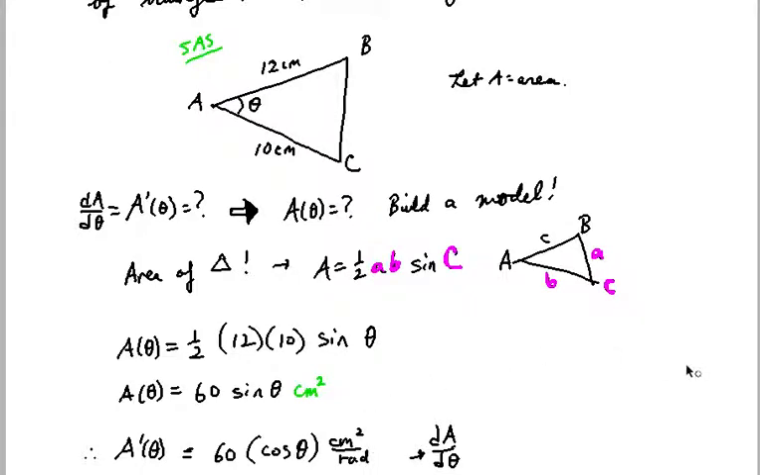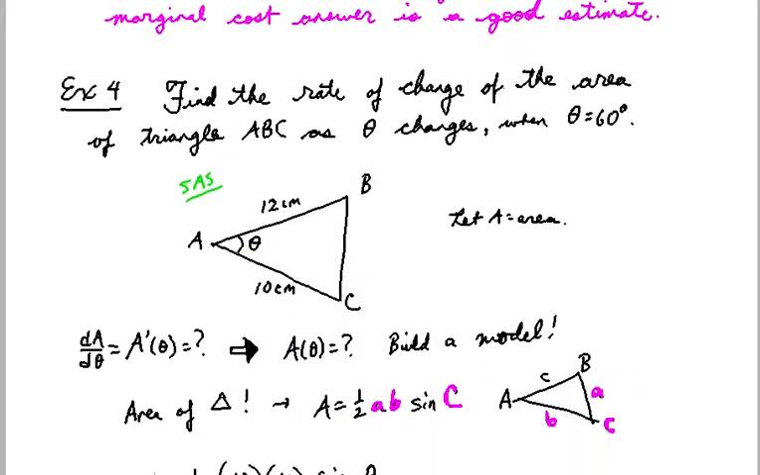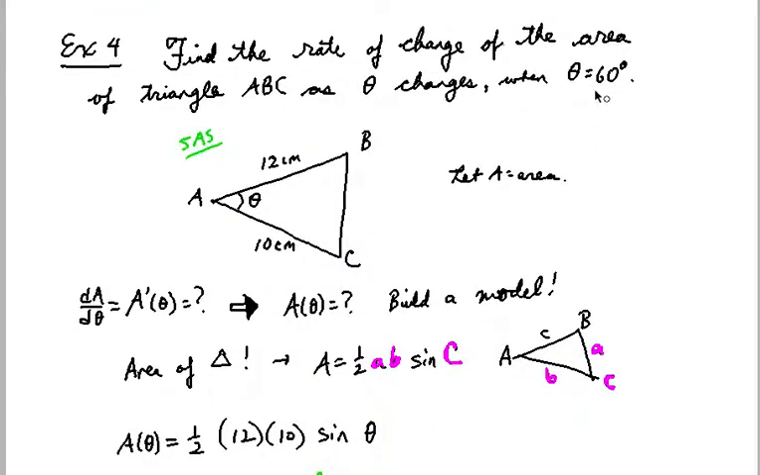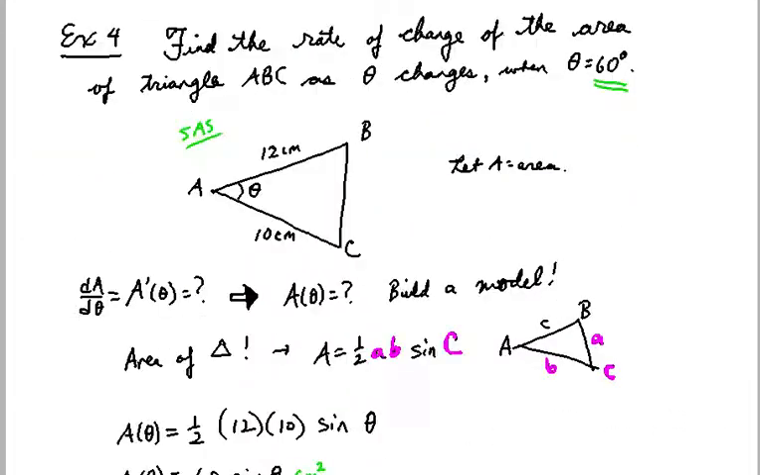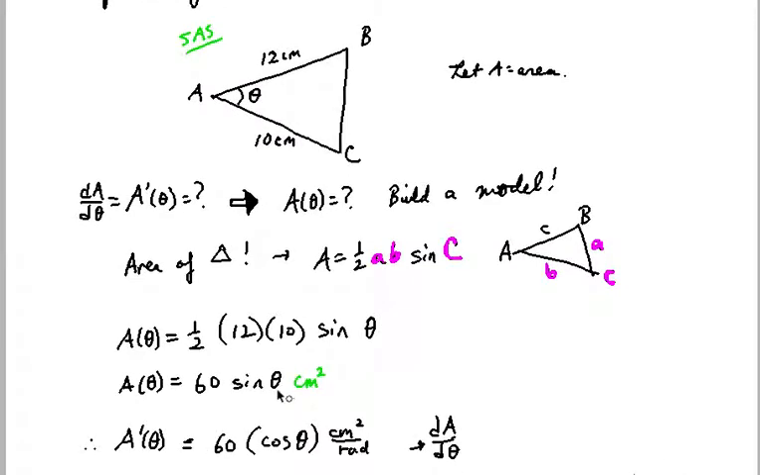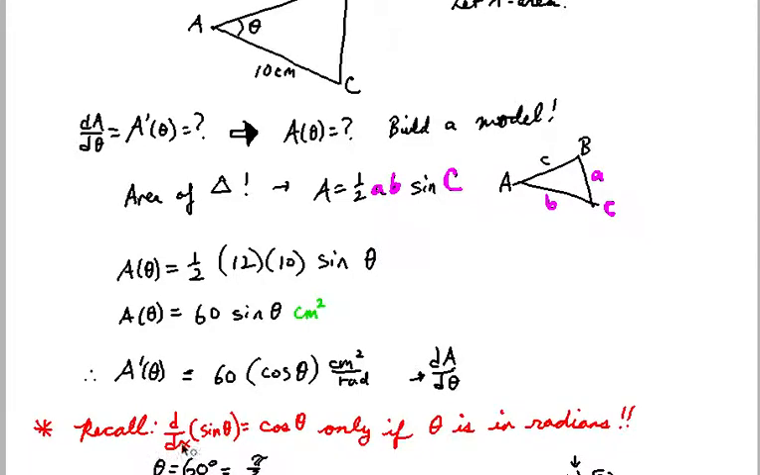Now this is kind of an interesting thing, because my question said theta is 60 degrees. So why did I suddenly decide to change my units to radians? Well, if you think about the derivative of sine, we learned that the derivative of sine is cosine of theta on one condition. What's the condition? The condition is that theta must be in radians. That formula only works if theta is in radians, okay?